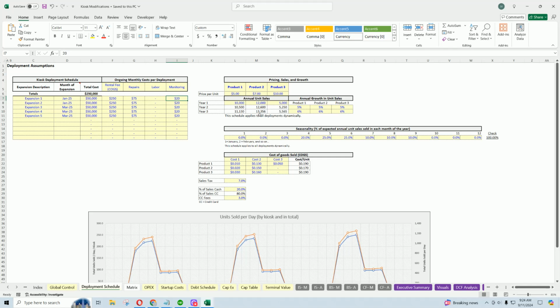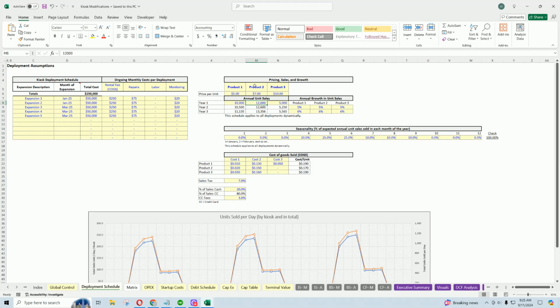Then we have pricing, sales, and growth. So we have up to 3 products that can be sold out of the vending machine. You have the total price of each product. You have the annual sales expected of each product. So this is the assumptions of each vending machine that's deployed. It all has the same logic. You can do annual sales here, year 1, and then define a growth rate for year 2 and 3.